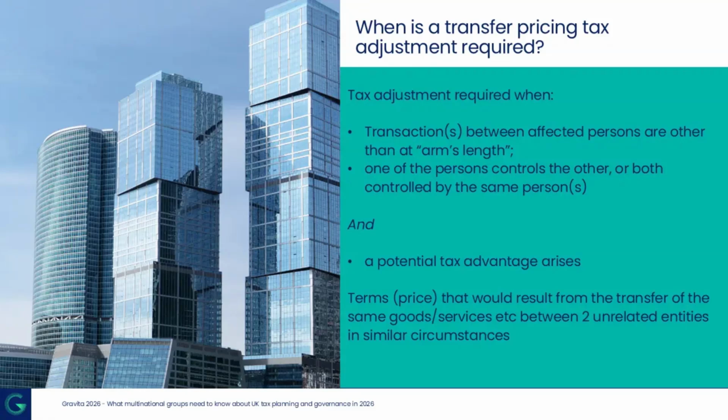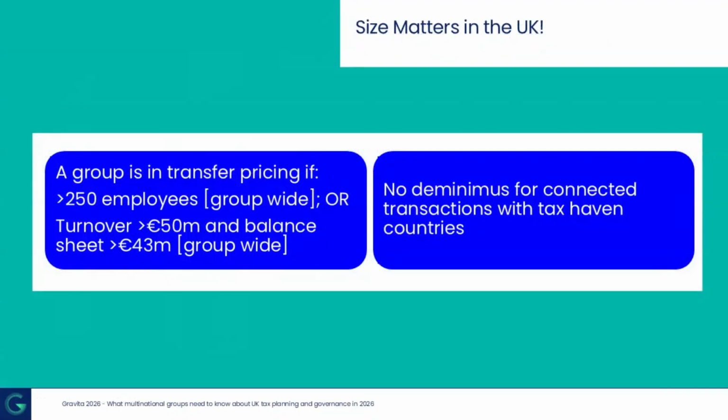If it's the other way around, then there could be a tax advantage. Now, of course, this only applies where we've got connected parties. So if I'm transacting with a third party unconnected to me, transfer pricing does not apply because I've got no ability to manipulate that price. So size matters in the UK.